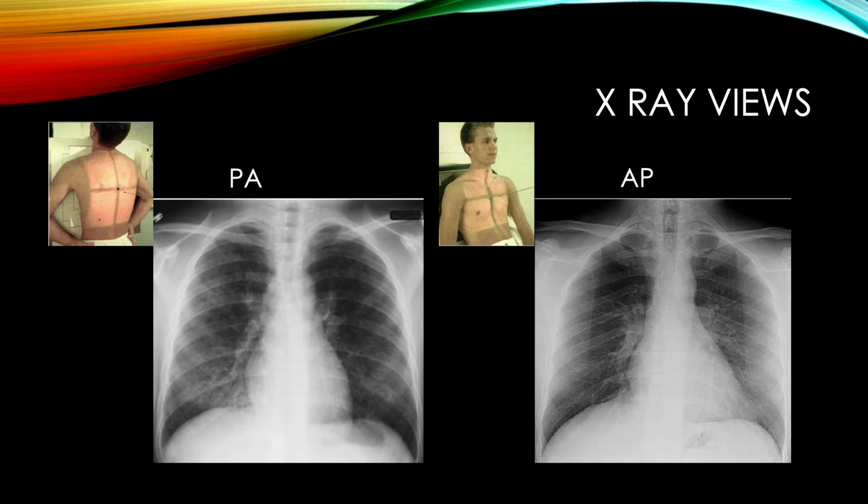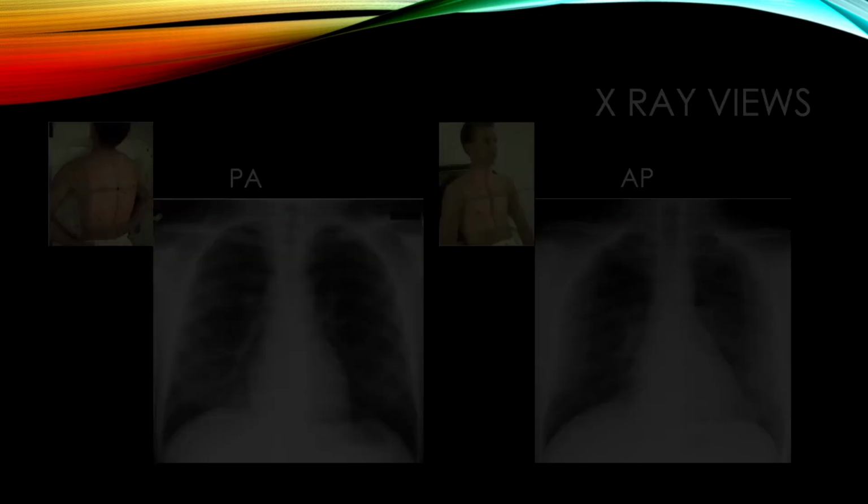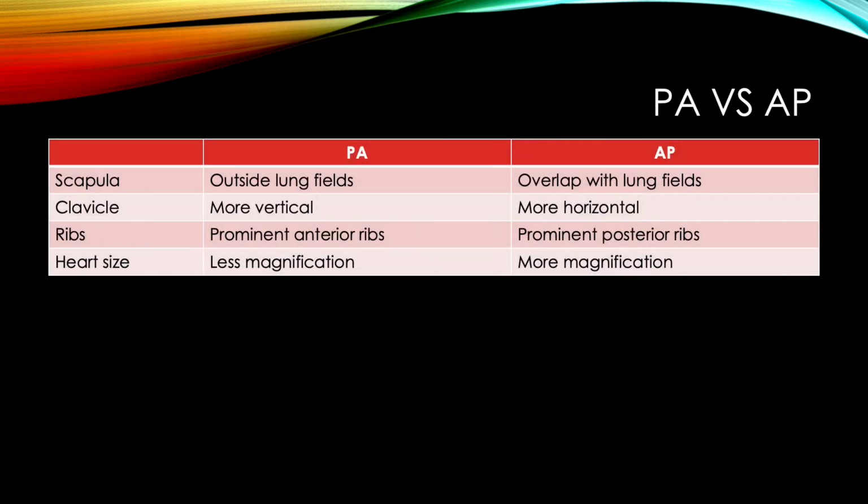AP and PA view X-rays look similar, but they are different. Without the X-ray marker, we should still be able to differentiate between AP and PA views. How can we differentiate them? This table shows the difference between the PA and AP view.